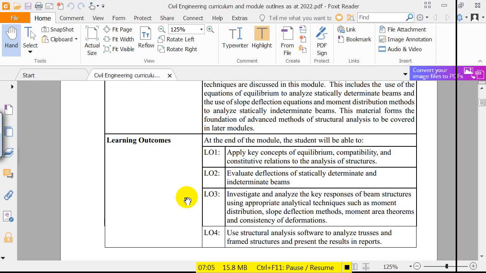We'll also touch on how to use a computer program to analyze the structures or elements that we manually analyze, so that we can see how comparable they are, what the advantages of using manual calculation are, and at the same time what the benefits of using a computer program are.